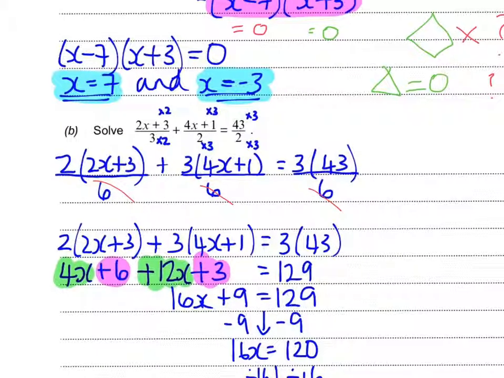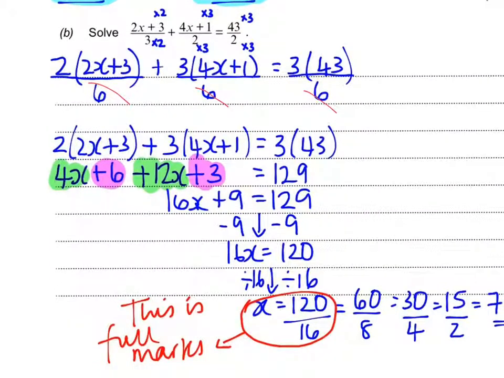And then collecting my like terms, I'm going to get 16x plus 9 equals 129. Taking away 9 from both sides, or if your maths teacher taught you to take over to the other side, you'd change it into minus 9. You get 16x equals 120.